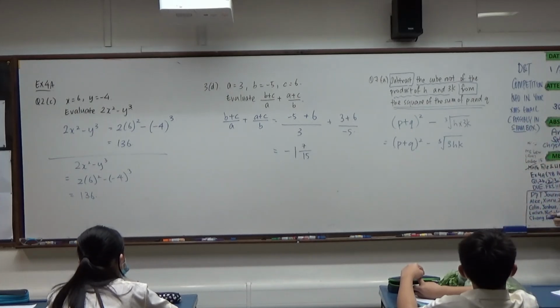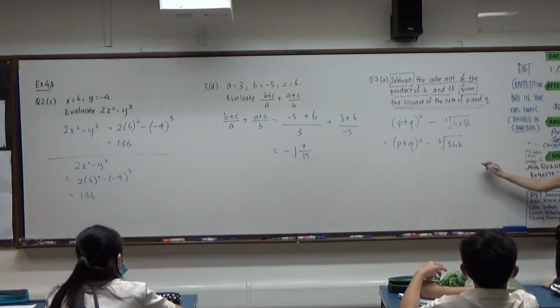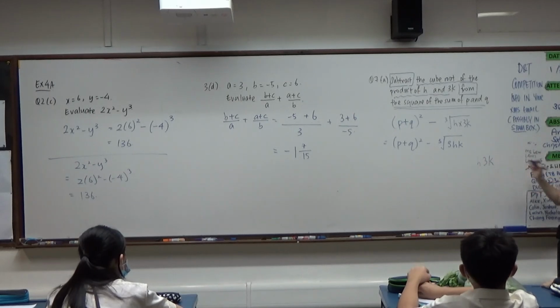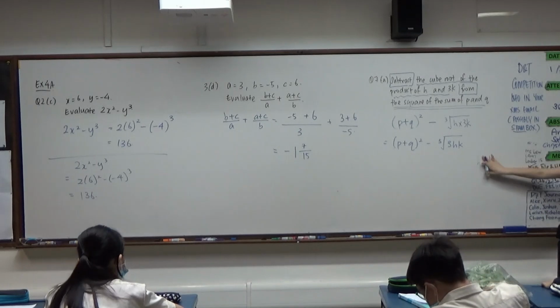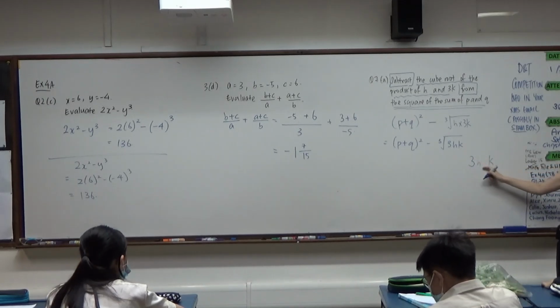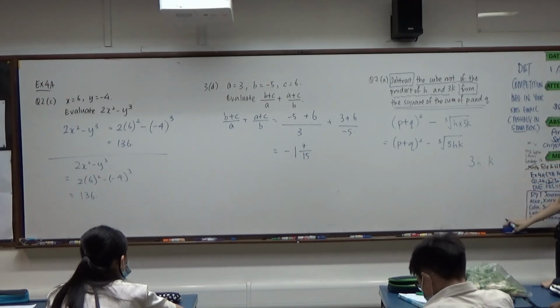Yes, Francis. Okay, wait, J3, sorry, I'm confused. H3K, like that. Can we write like that? What do you think? Cannot. Okay, because I said that the numbers must come first, then the algebra comes next. Okay, so cannot write H3K.